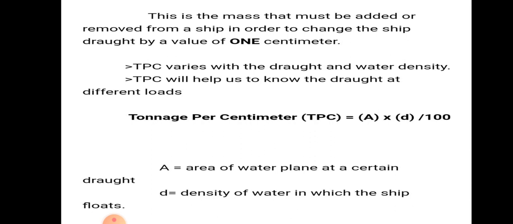Tonnes per centimeter is equal to A into D by 100. A is the area of the waterplane at a certain draft. D is the density of water in which the ship floats.